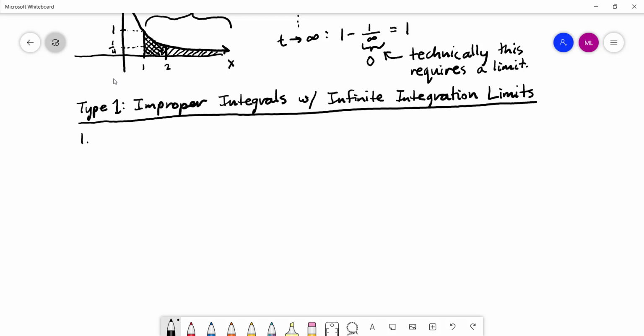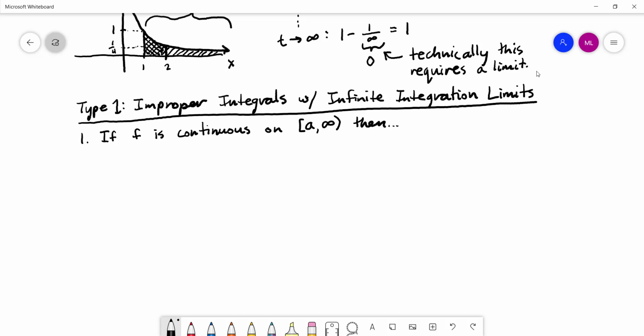The first is if f is nice and continuous and well behaved, so if f is continuous on the interval from a up to infinity. Keep in mind we always have to use an open bound for infinity. You can't actually get there, so we have an inclusive endpoint on the left. We're including a, but we are excluding infinity. It's not technically a number, so just keep that in mind.